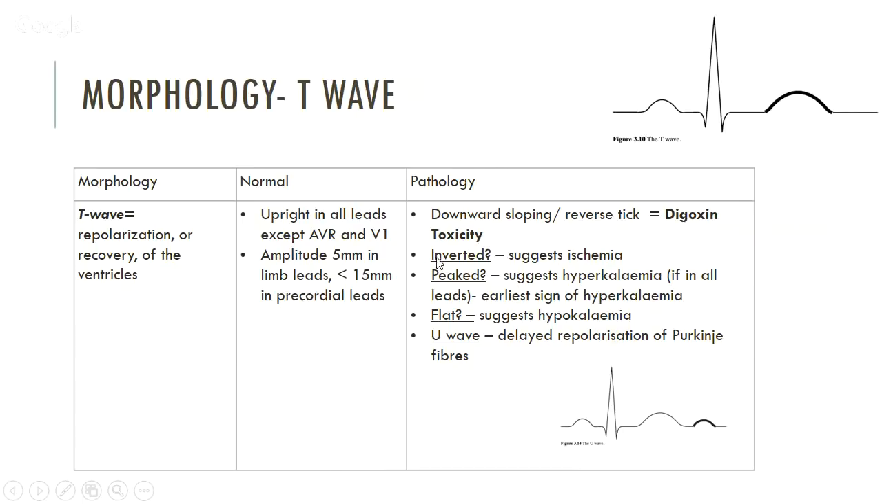If the T wave is inverted, as I mentioned previously, it suggests ischemia. If it's peaked, a really big peaked T wave, you're thinking hyperkalemia. If it's really flat, you think the opposite, hypokalemia. And if there's a little U wave, it could mean delayed repolarization of Purkinje fibers, but that's not really clinically significant, and the presence or absence of that doesn't really change things. It doesn't actually mean there's something wrong.